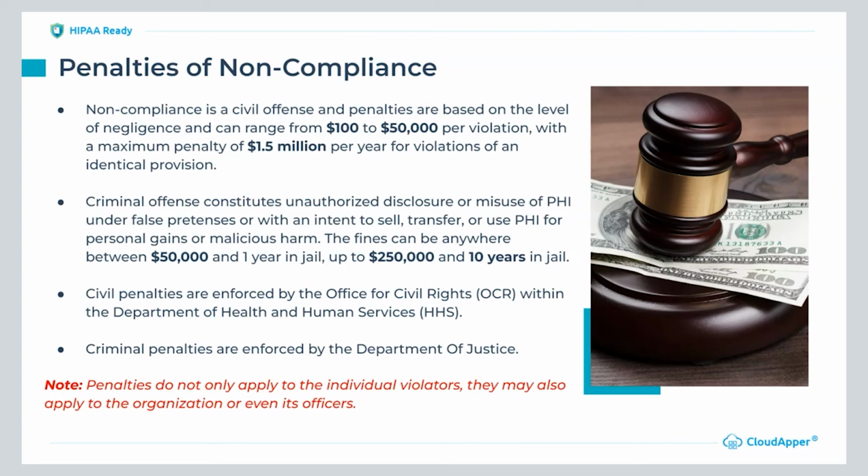The fines can be anywhere between $50,000 and 1 year in jail to up to $250,000 and 10 years in jail. Civil penalties are enforced by the Office for Civil Rights within the Department of Health and Human Services. Criminal penalties are enforced by the Department of Justice. It is to be noted that penalties do not only apply to individual violators. They may also be applicable to the organizations or even its officers.